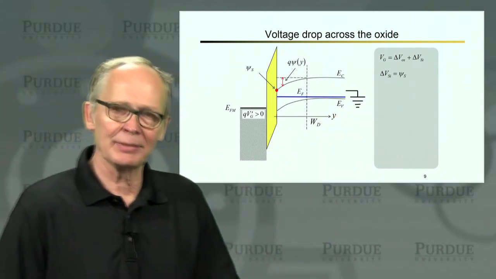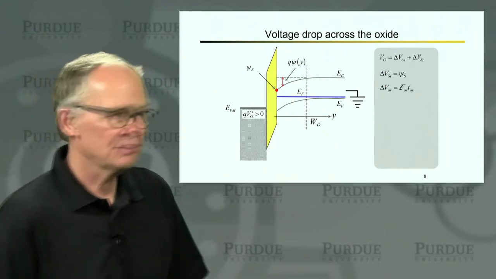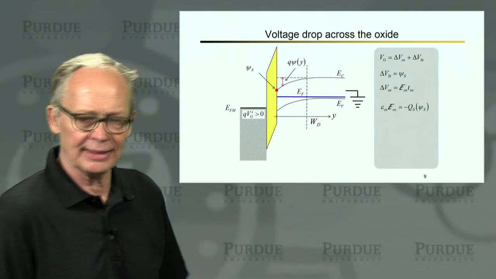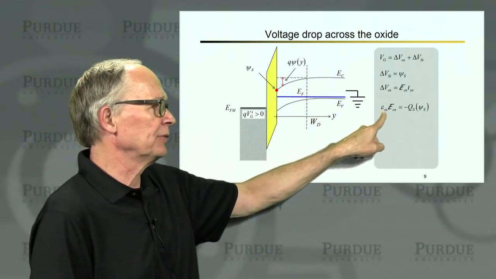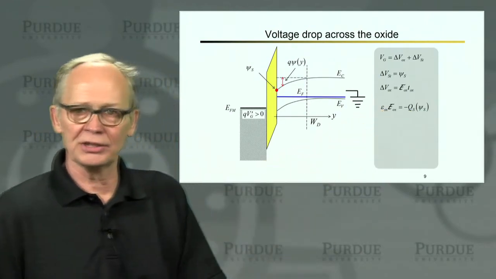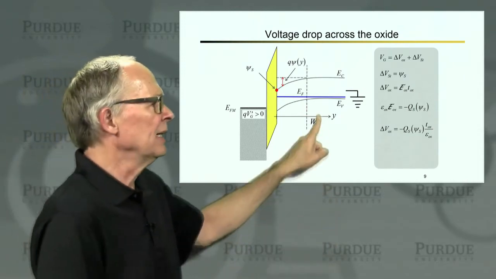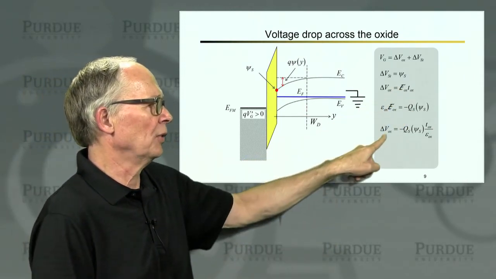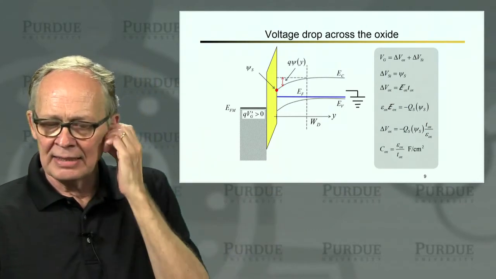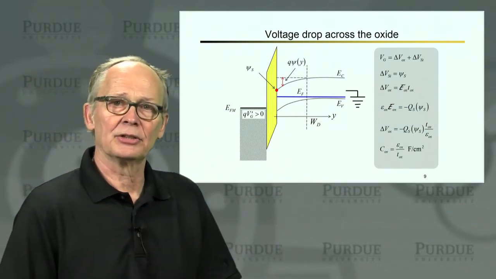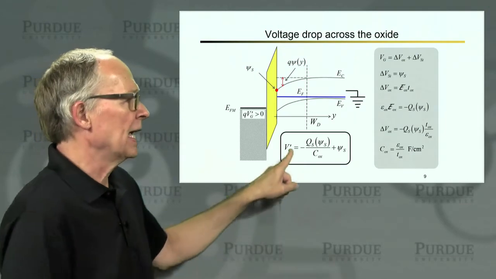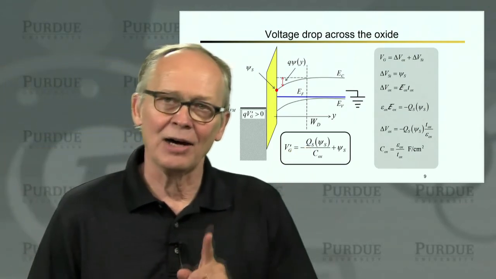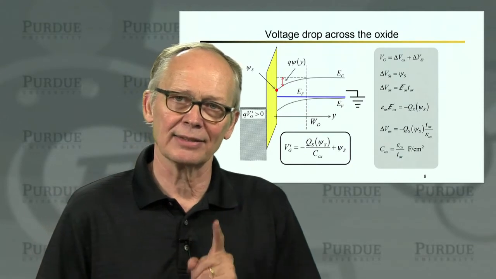Volt drop across the semiconductor is the surface potential. Volt drop across the oxide is the electric field times the thickness of the oxide. The displacement field in the oxide is equal to the charge in the semiconductor. That allowed us to solve for the electric field and then solve for the volt drop in the oxide. And then we expressed everything in terms of oxide capacitance, and we ended up with this expression that we've been using frequently. Now, what if there's a charge at the oxide-silicon interface?